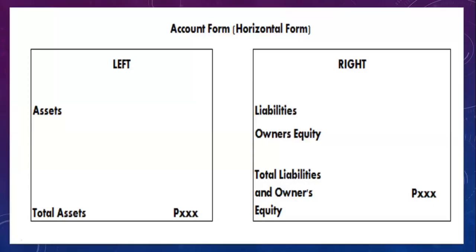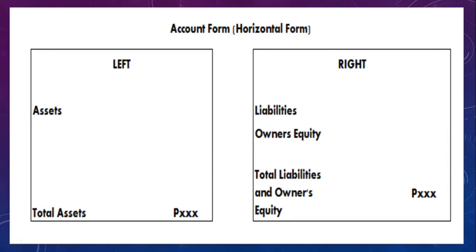So, ganito yung style niya po. Yan, account form, horizontal form daw po. So, lahat ng assets ay nasa left side. Yan, whether current and non-current. Then, ang nasa right side naman po ay liabilities and owner's equity. Okay? So, yan. Dapat po magkakaroon ng same amount ang total assets at total liabilities and owner's equity. So, yan po. So, madali lang siyang maintindihan and i-compare kaysa sa yung dalawa.